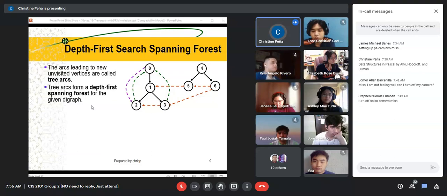So what is a forest? A forest is a collection of one or more trees. So it is a forest, because it is not always only one tree that can be created. You could have one, you could have two, you could have three, and so on.